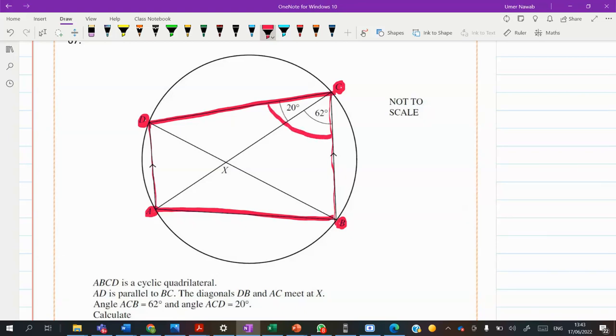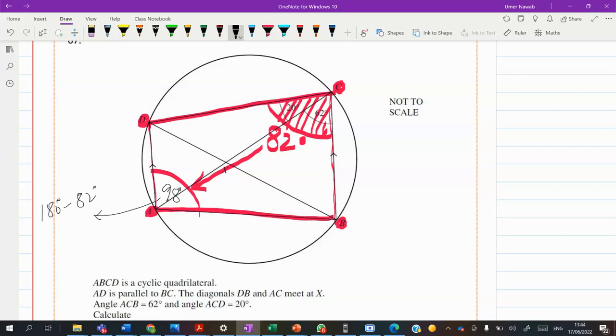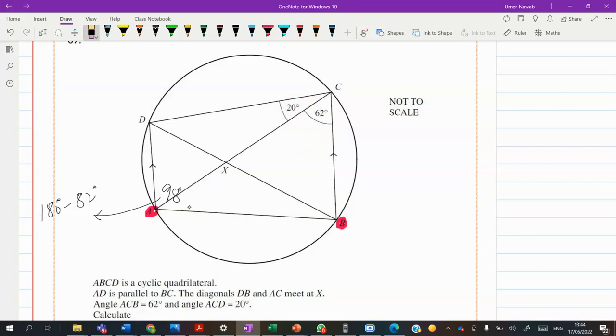So this angle is completely known to me, which is 82. The angle opposite to 82, I can also write. That comes to 98. Why 98? Because 180 minus 82 will give you 98. So let me erase everything. So the total angle comes to 98.